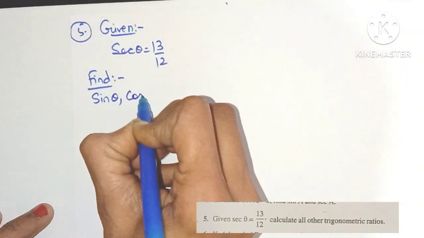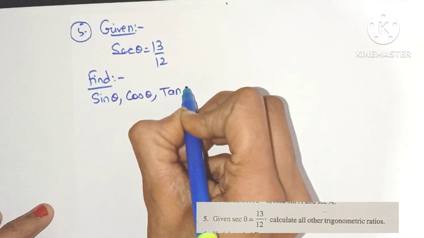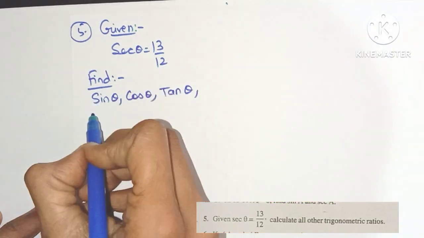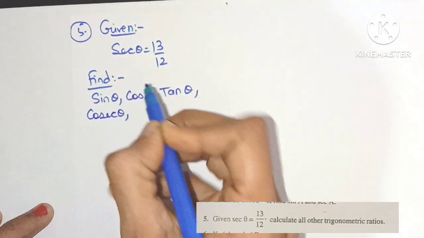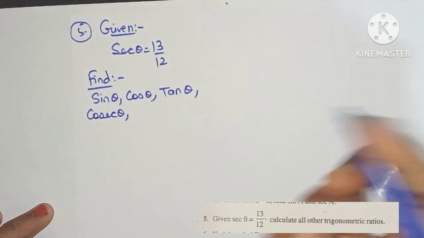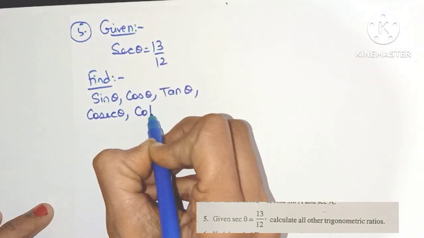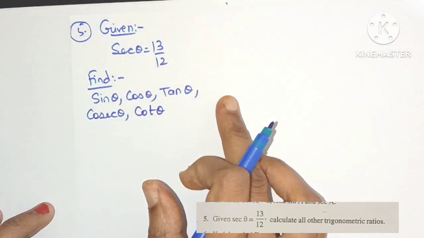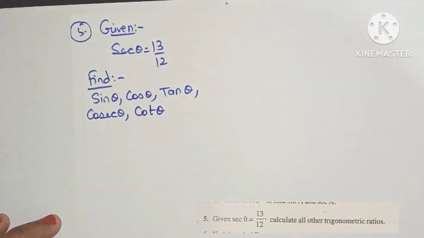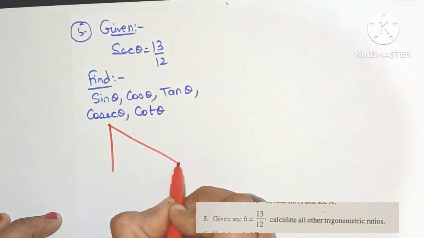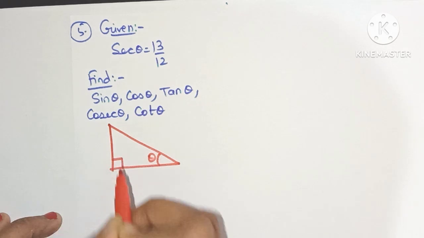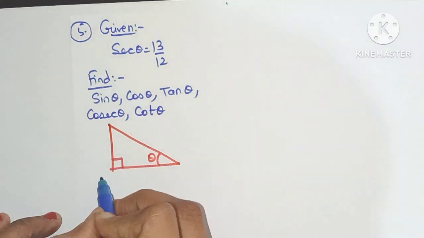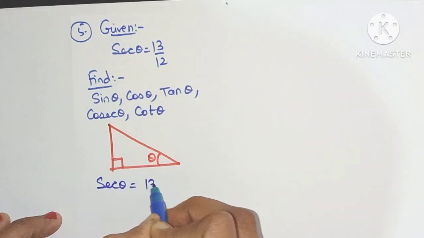So we have sin theta, cos theta, tan theta, the reciprocal of sine, which is cosec. The reciprocal of cos is already given. The reciprocal of tan is cot theta. So these are the 5 ratios I need to find. So let's draw the diagram. Here is my theta, and sec theta is given as 13 by 12.